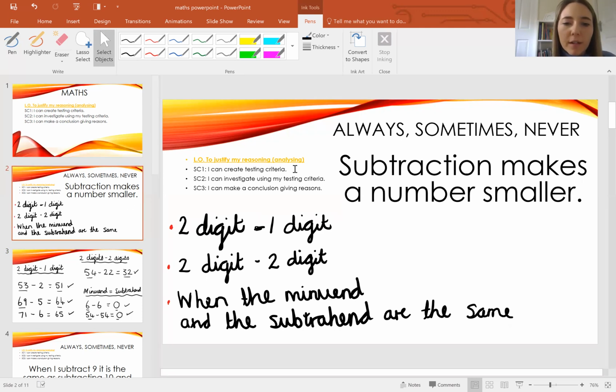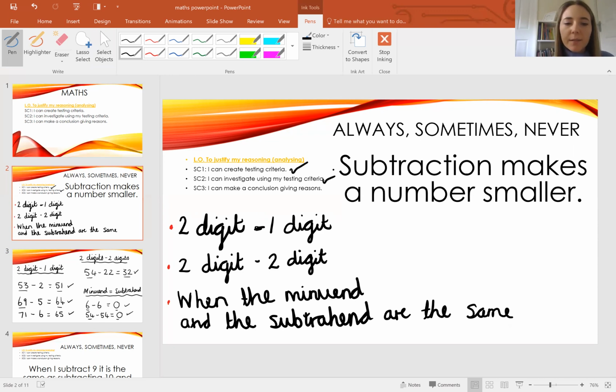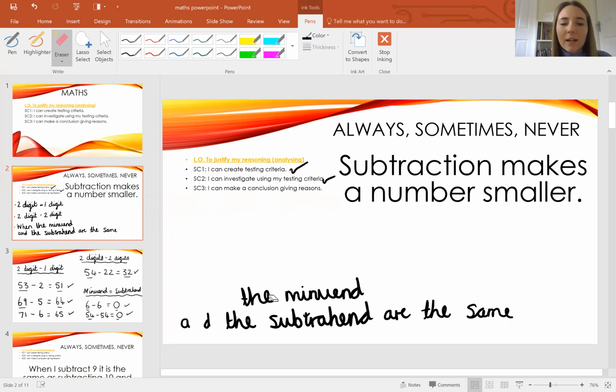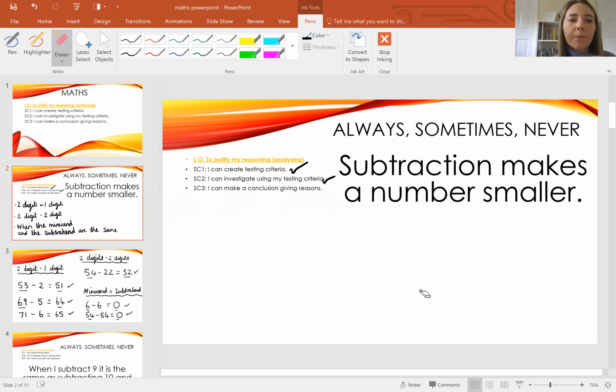So we have created our test criteria, success criteria 1, we've done that. We've investigated, and now we need to make our conclusions. So we need to explain whether we think it's always, sometimes, or never. We need to explain why. Why is that? And this is where the analysing comes in as well, because we're asking why.